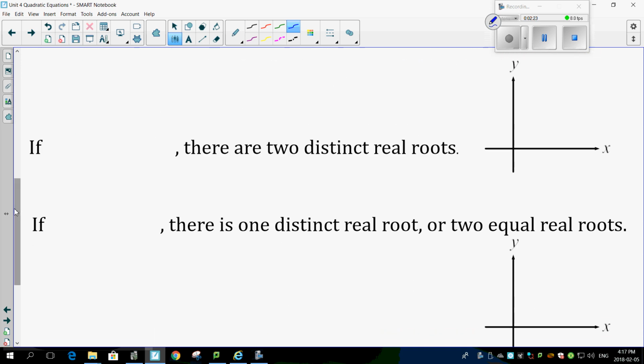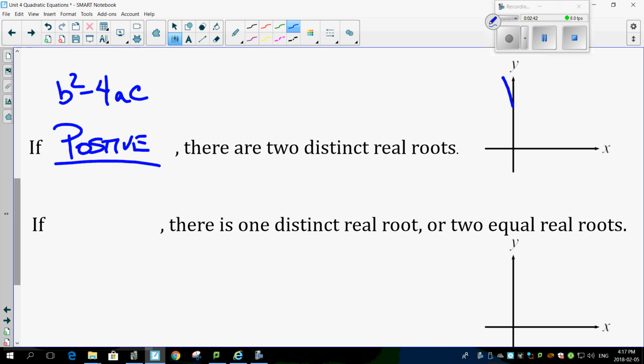So if b squared minus 4ac has 2 distinct roots, b squared minus 4ac has to be positive. Okay, it has to be positive. Then you'll get 2 distinct roots. You'll get 1 here, 1 here, because of that plus or minus factor.